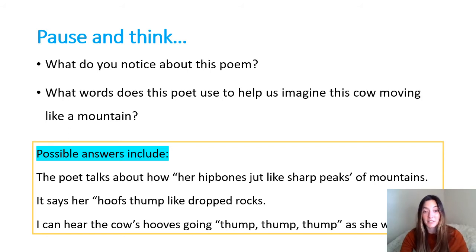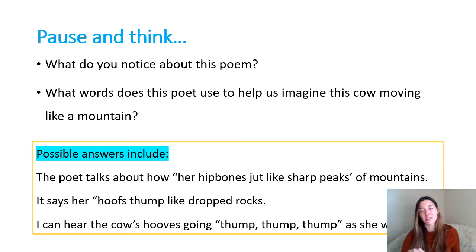Some of your possible answers might include, the poet talks about how her hip bones jut like sharp peaks of mountains. It also says that her hooves thump like dropped rocks. Oops, I forgot a quotation at the end of that. You might even be able to hear the cow's hooves going thump, thump, thump as she walks.